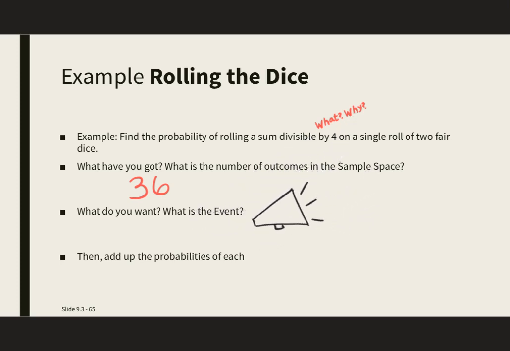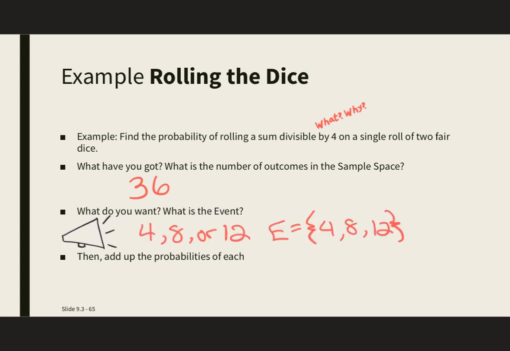Well, since we need a sum divisible by 4, we're looking for a 4, an 8, or a 12. And that's as high as we're going to get, because that's the most that 2 dice can add up to, right?